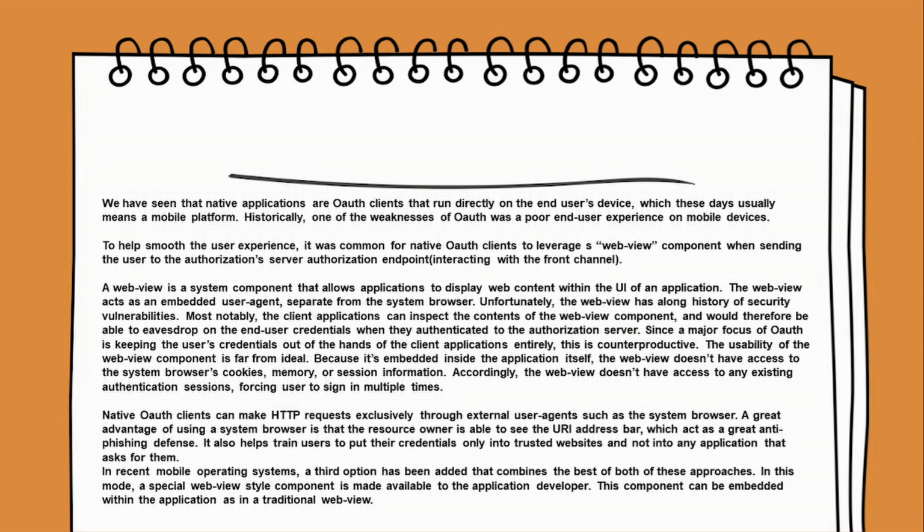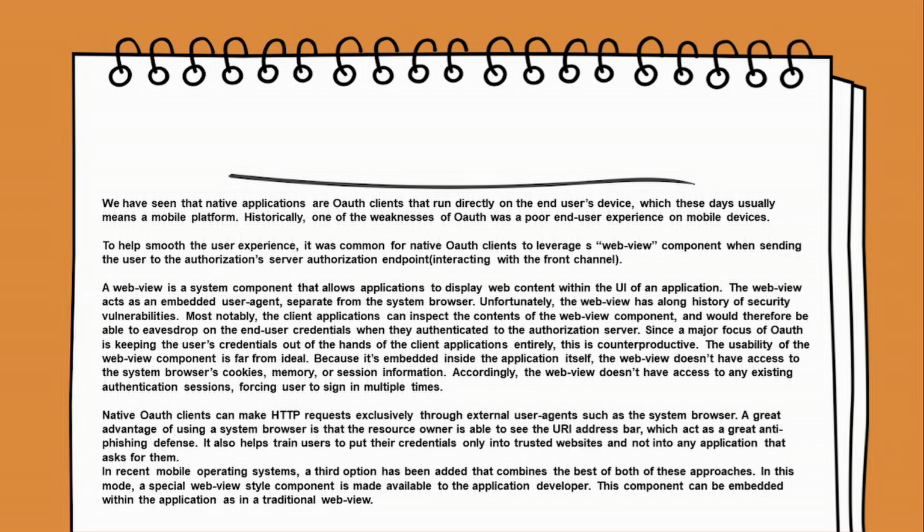Historically, one of the weaknesses of OAuth was a poor end user experience on mobile devices. To help smooth the user experience, it was common for native OAuth clients to leverage a web view component when sending the user to the authorization server endpoint, interacting basically with the front channel. A web view is a system component that allows an application to display web content within the UI of an application. The view acts as an embedded user agent separate from the system browser. Okay, it's not a browser, you can say.